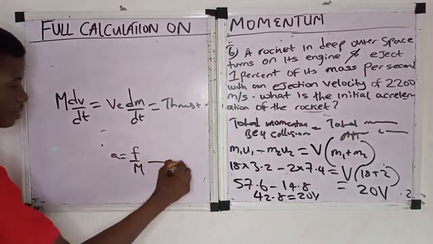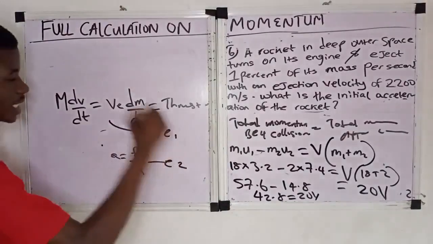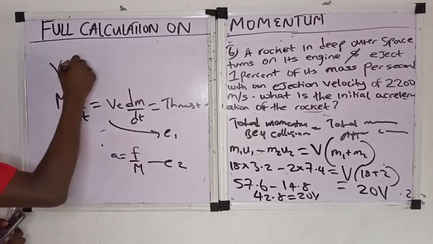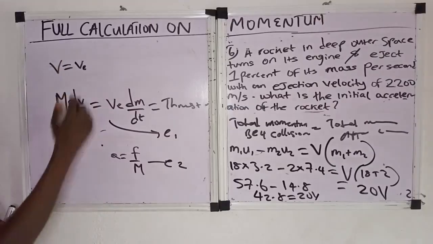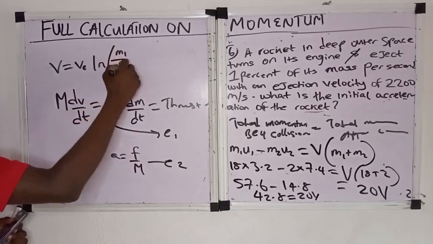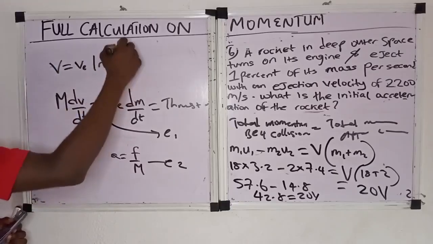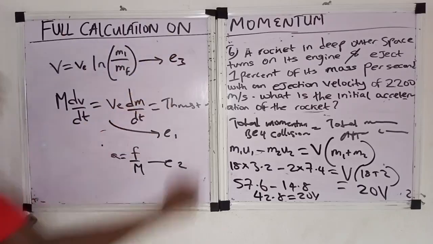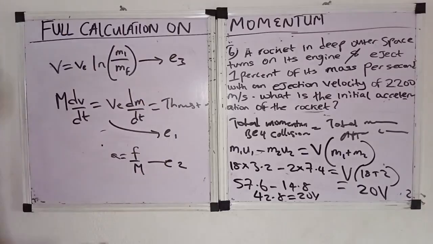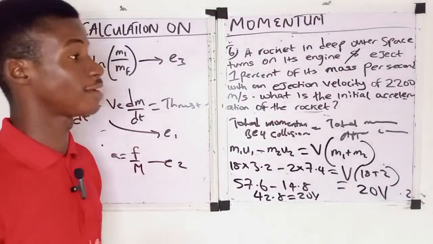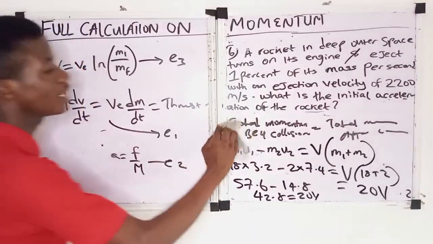This is equation 2, and that was equation 1. Another formula is V equals Ve times the natural log of m initial divided by m final. There is still another one again. So just go to that video and you will see it there. Now let's do this question.